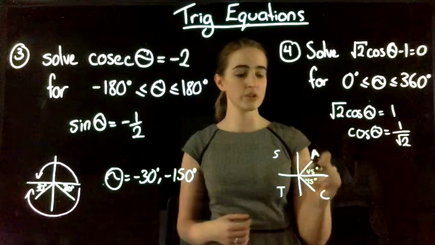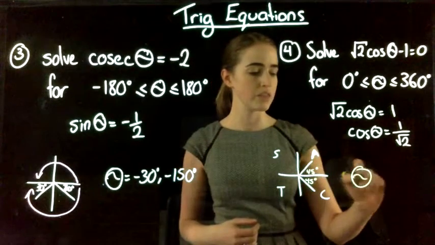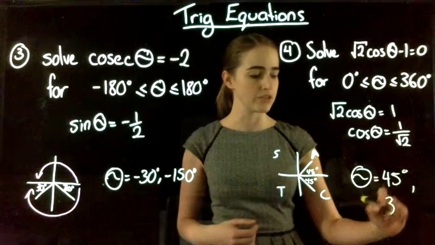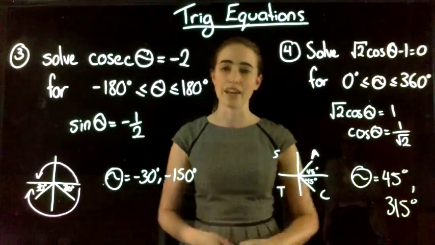So between 0 and 360 means we are going anti-clockwise the whole time. So we're going to end up with theta equals 45 degrees, or theta equals 315 degrees. So those are the two that satisfy that equation.